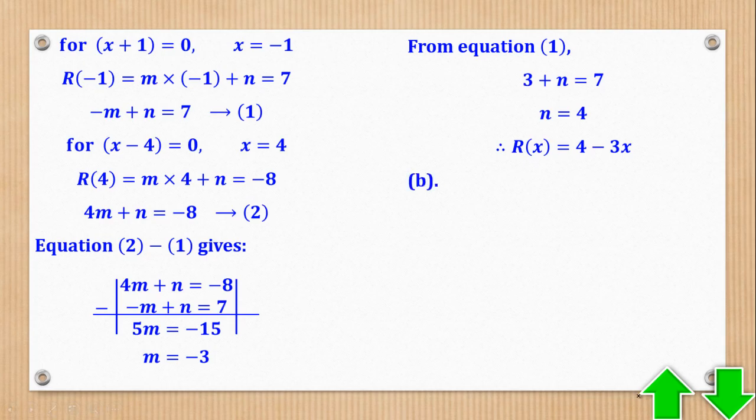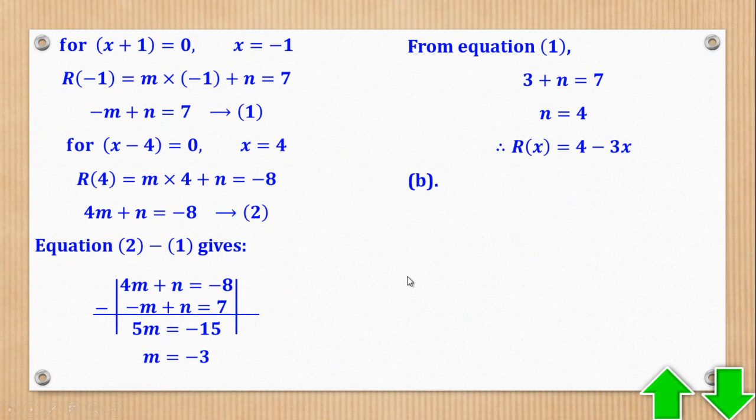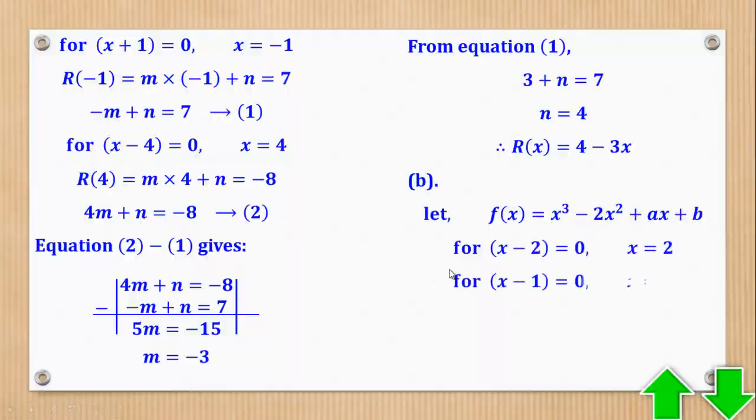Then part B says the remainder when the expression this is divided by this is 5 times the remainder when the same expression is divided by this, and 12 less than the remainder when the same expression is divided by this. Find the value of a and b. So this was more of English. So let that f(x) be the polynomial. Then when divided by that, so here I'm just getting the values of x, which I'll be using.